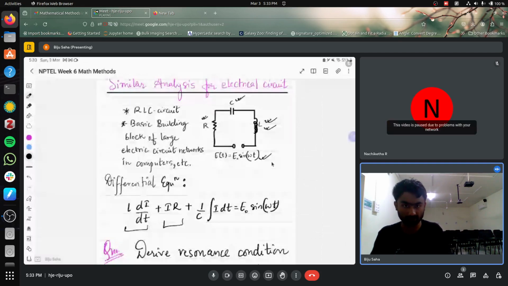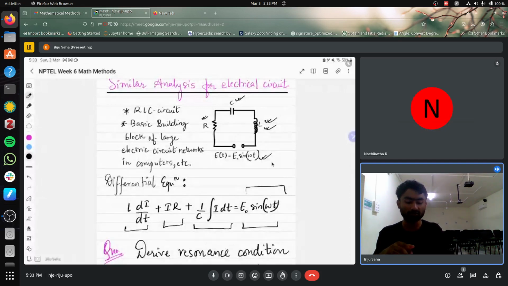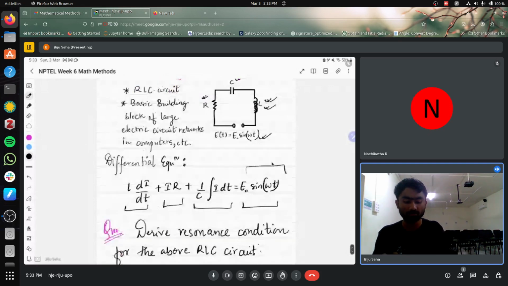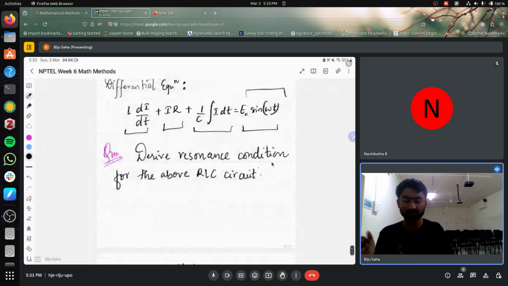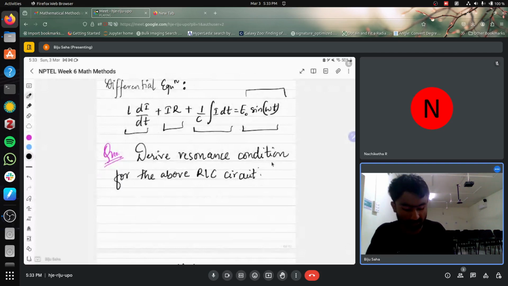my input voltage. So you can draw an analogy between this situation and the earlier spring mass system. Here the driving force is this. E naught is the amplitude of the voltage source, and overall it varies sinusoidally with time. Our main motive is to perform a similar analysis to what we did for the spring mass system and arrive at the condition of resonance. So what is the resonance condition for this system?